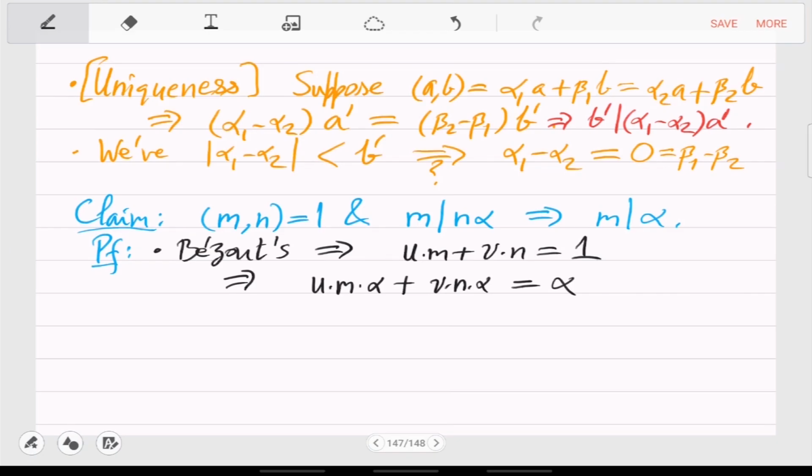And now you are given that M divides N alpha, right? So this means that M divides alpha. Is that clear? So this is a completely automated proof. Once you have Bezout identity, you don't need to do any further analysis. You just multiply that identity by alpha and use the fact that M is a factor of N alpha and M is already a factor of the first summand alpha. So then obviously it's a factor of alpha. Is this clear?